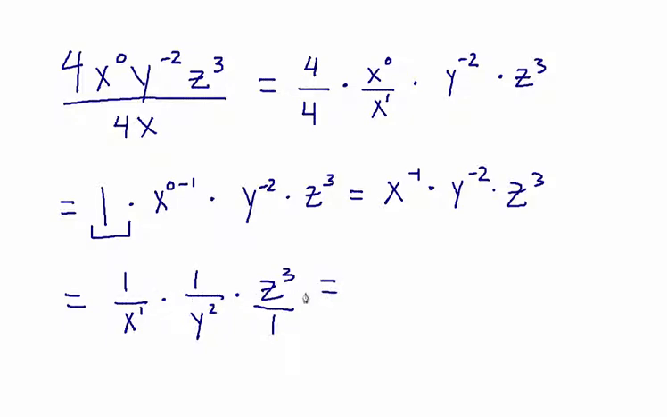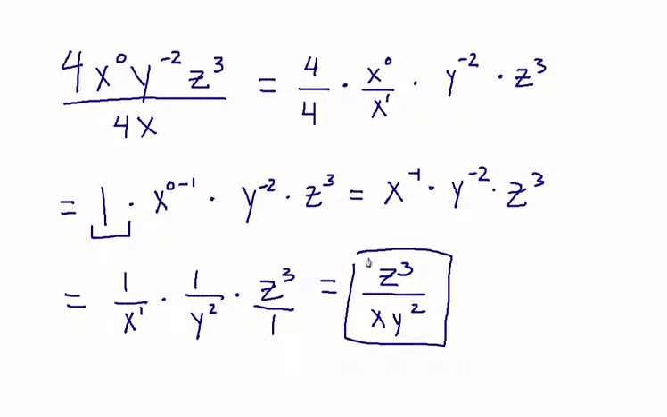So when I think about multiplying all three of these terms together, I can see across what the numerators are and across what the denominators are. So speaking of which, in the numerators, 1 times z cubed is just z cubed. The denominators, x to the first is just x times y squared is xy squared, times 1 is xy squared. So x times y squared in the denominator. Z cubed over xy squared is our final answer.